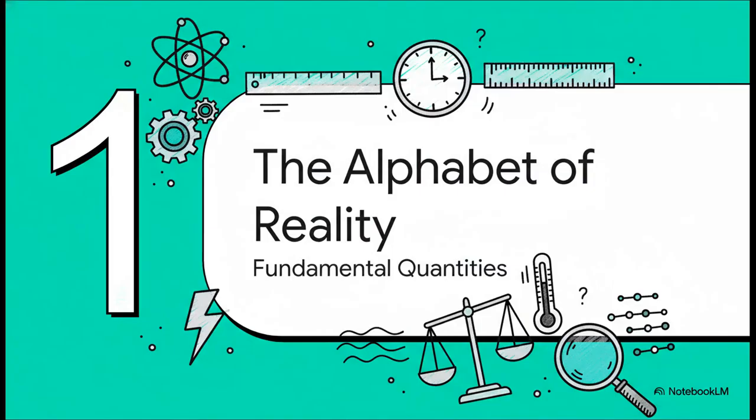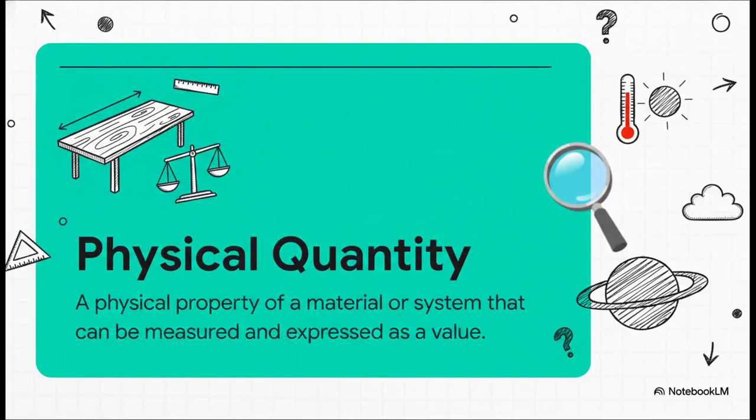All right, so to get this language, we gotta start with the basics. I'm talking about its alphabet. These are the absolute most basic building blocks, the letters that physicists use to write every single concept. See, before we can even begin to describe something, we have to agree on what we're measuring. That's a physical quantity. It's basically any property you can slap a number on. The length of a table, the mass of a planet, the temperature outside. It's the what in all our scientific sentences.